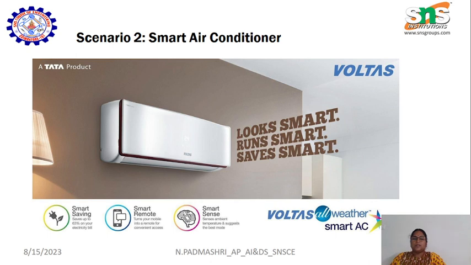The next scenario is a smart air conditioner. What is a smart air conditioner? In our homes, we all have air conditioners, but nowadays the new technology from machine learning is a smart air conditioner, a system that learns how often a room is occupied based on time, movement, etc. It is a smart power-saving technology, and it has a smart remote also. It turns your mobile into a remote for convenient access, so we can control the air conditioner through our mobile. It also has a smart sensor that senses the ambient temperature and suggests the best mode. So, air conditioning preferences are learned from past data.